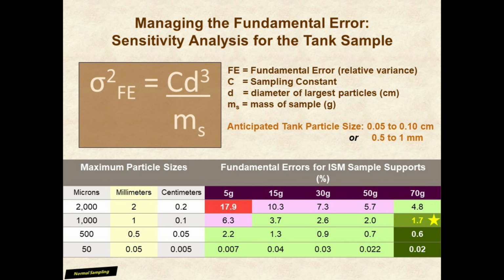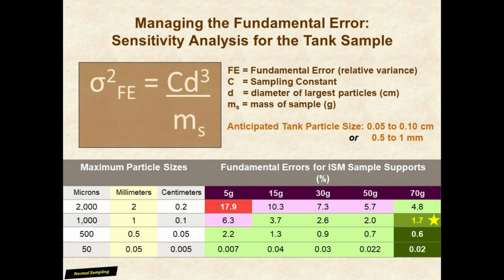Only 4 instances occur, with none in the 70-gram column that represents the planned ISM sample. All matrix particle size mass pairings shown in either light green or dark green have fundamental errors below 5%. Note that within a mass column, as the particle size decreases, the fundamental error decreases rapidly, as predicted by the fundamental error equation. This emphasizes again the influence of particle size on the fundamental error.